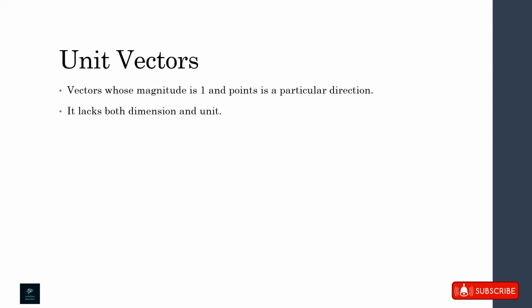We can now obtain components of vectors in different directions. We will now learn to use them to represent original vectors in terms of these components. This can be done by using unit vectors. Unit vectors are vectors whose magnitude is unity and point to a particular direction. They lack both dimension and unit.